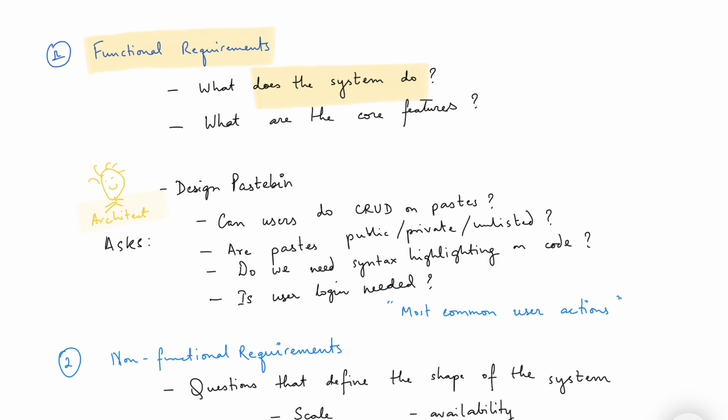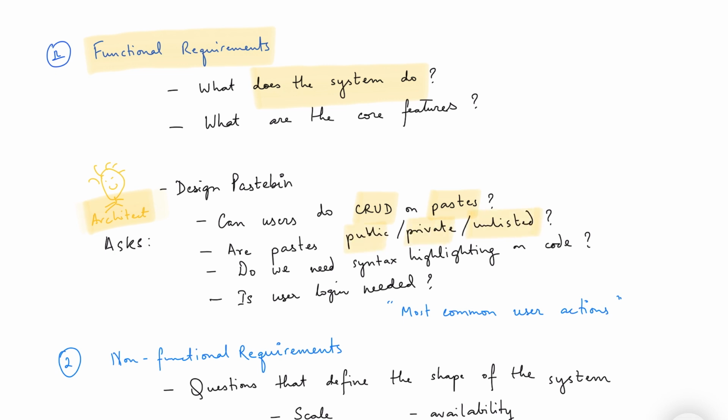Our architect, as he knows this point, and he is designing Pastebin, asks a few relevant questions to the business owner, or the product person. He asks, can the users do CRUD on pastes? Basically, can the users create, read, update, delete, or can the user perform all these operations on pastes or not? Then he asks, are pastes public or private or unlisted?